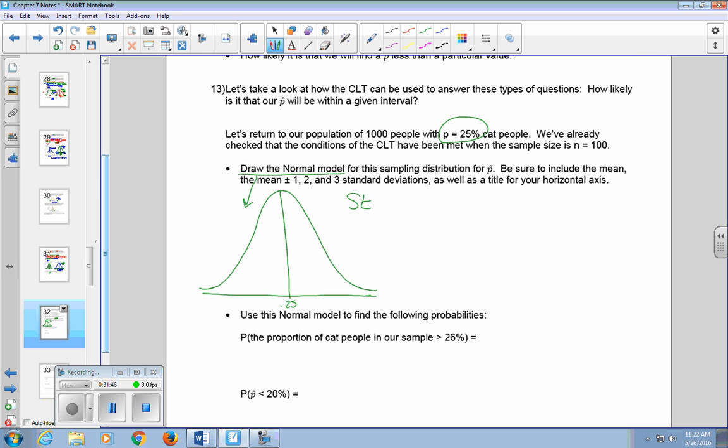And we know that the standard error should be the square root of p times 1 minus p over n. Our sample size is 100, which is 0.0433. So if we go 1, 2, and 3 standard deviations to the right, 1, 2, and 3 standard deviations to the left, and again, double check these numbers, grab a calculator and try this, we should find that the lowest value on the left is around 12%.